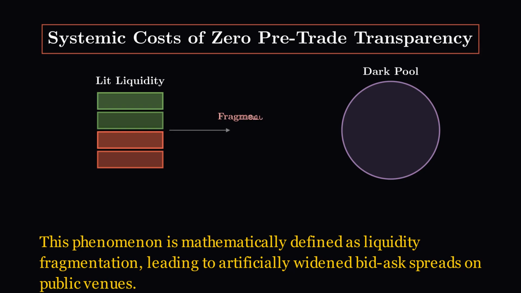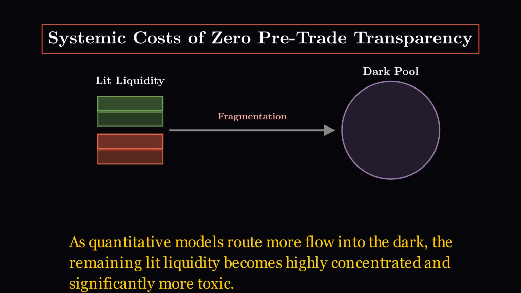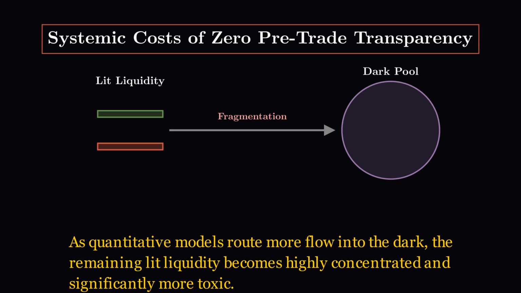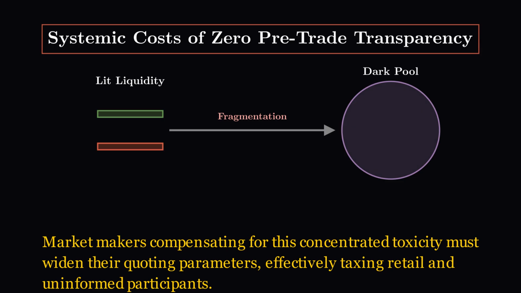This phenomenon is mathematically defined as liquidity fragmentation, leading to artificially widened bid-ask spreads on public venues. As quantitative models route more flow into the dark, the remaining lit liquidity becomes highly concentrated and significantly more toxic. Market makers compensating for this concentrated toxicity must widen their quoting parameters, effectively taxing retail and uninformed participants.